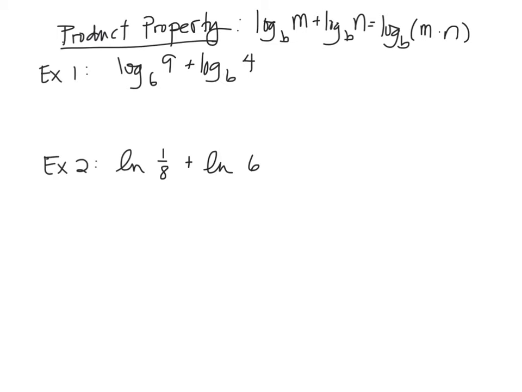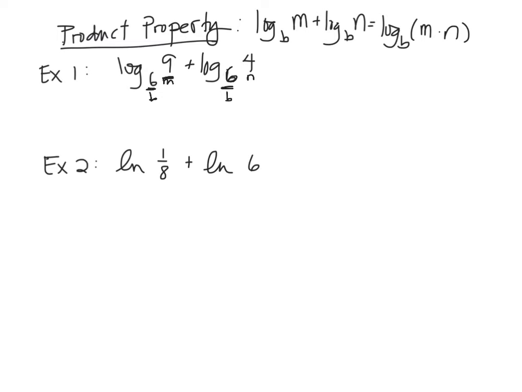We have the product property, which is log base b of m plus log base b of n equals log base b of m times n. So we're just going to look at our formula. Notice our b is 6, this is a 6. Our m is 9. Our n is 4. So this is m, this is n, and these are b's.